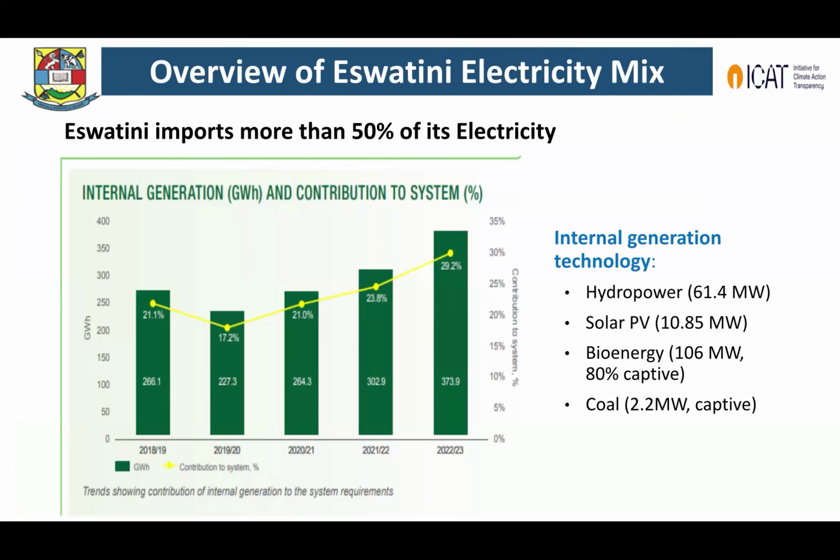For Eswatini, most of the energy is imported from South Africa and Mozambique. So you can see from the graph that is shown over here, from 2018 to 2023, about 70% was imported. So Eswatini is currently facing an issue of energy insecurity. Next slide, please.